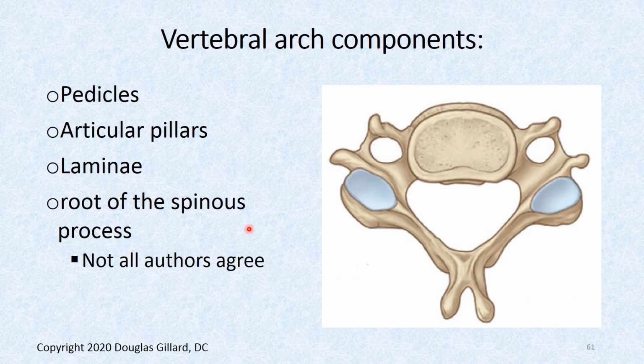Let's look at it. Vertebral arch is this. So it's the pedicle. The articular pillar is this thing. The lamina. Some authors include the root of the spinous process, and then the structures repeat on that side. The vertebral arch is not the transverse processes. It is not the spinous processes. Good with that? Okay, simple as that.